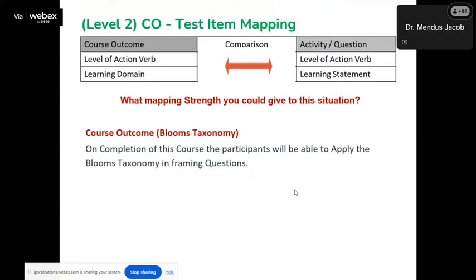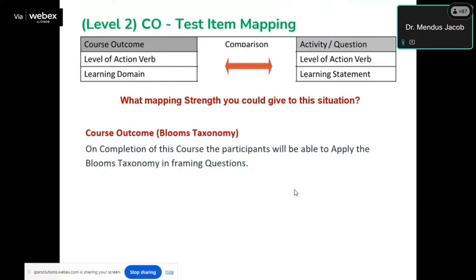For a course outcome, we know there should be an action verb. It starts with an action verb, and there is a learning domain. And if it is an activity like an assignment or a seminar or a question, again the question will start with an action verb, again from Bloom's taxonomy, and there is the learning statement. So we can see the similarity between a question and a CO.